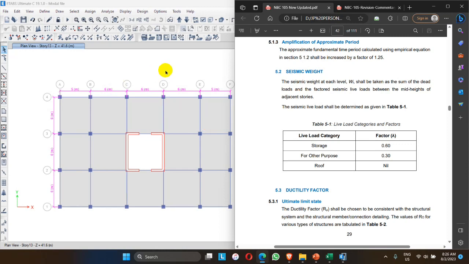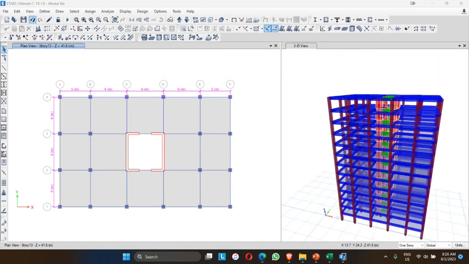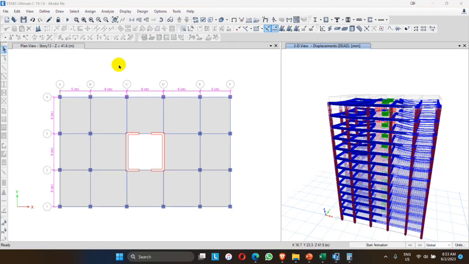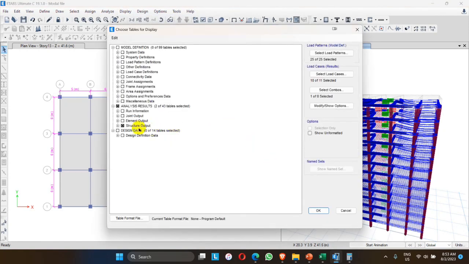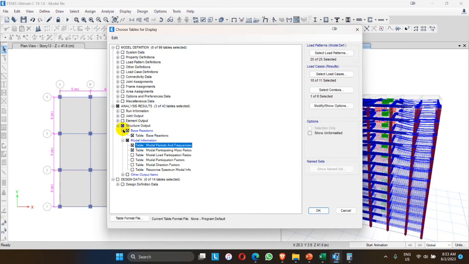Let me run this model. So let me calculate the seismic weight of the structure from this model. I have already run the model. So let me go to display, show tables, and structure output. Here you can see the model properties also, the time period of the structure as well as frequencies and the base reaction. Okay.